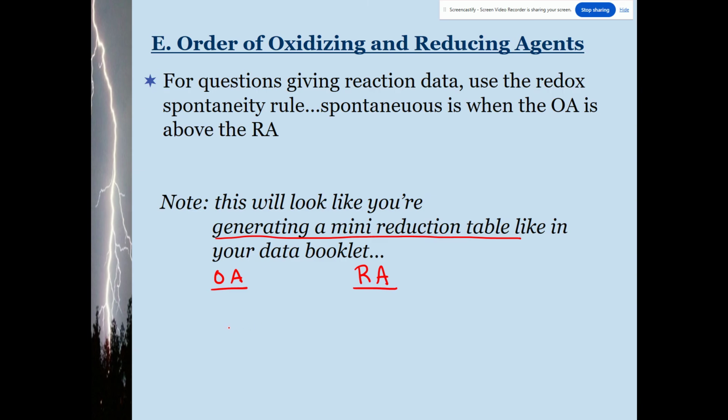So if a reaction is spontaneous, that means your OA on the chart will need to be somewhere higher than the other substance as an RA. And if it's non-spontaneous, then the OA has to be lower than the RA on the chart. So it all has to do with relative heights, whether it's spontaneous or not. If it's spontaneous, the OA is above the RA. If it's non-spontaneous, then the OA needs to be below the RA. So that's essentially what you're doing.